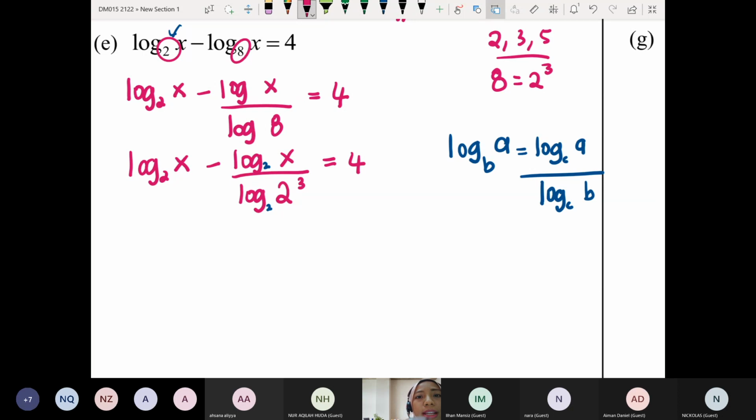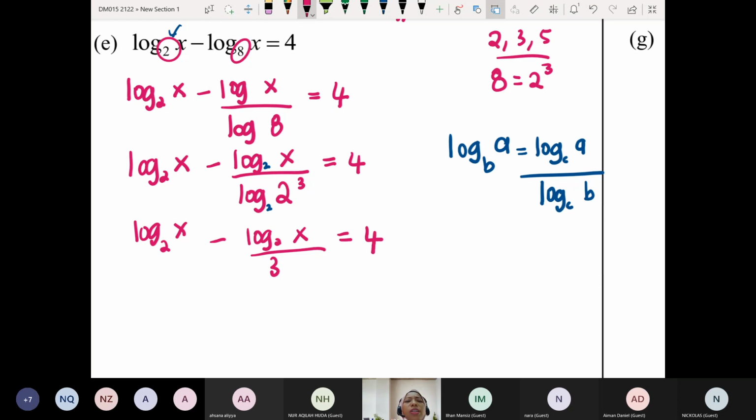Okay, so apa jadi next step? Log x base 2 minus log 2x over 3, you bawa ke depan. So dia jadi log 2 base 2 which is 1. So I buat 3 je lah. And then equals to 4.